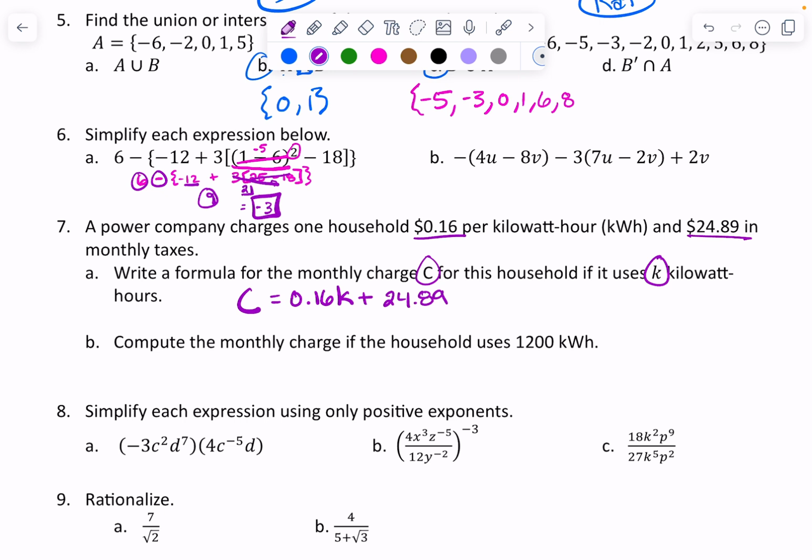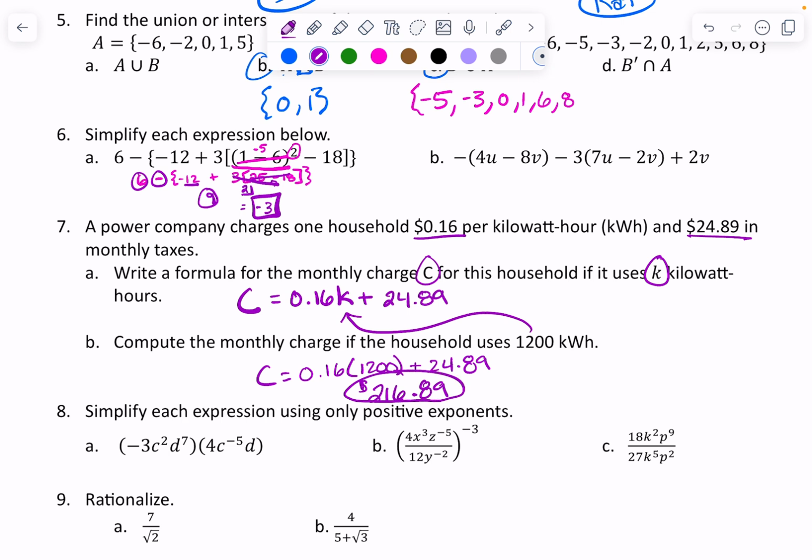Compute the monthly charge if the household uses this much, so I'm going to plug him in. C equals 0.16. You don't have to write all this work out. I just am, just so that you can go back and see it. 0.16 times plus 24. And I get like 216.89, I think. Let me make sure that that's right. Yeah. $216.89 is how much I'm going to get charged for that.